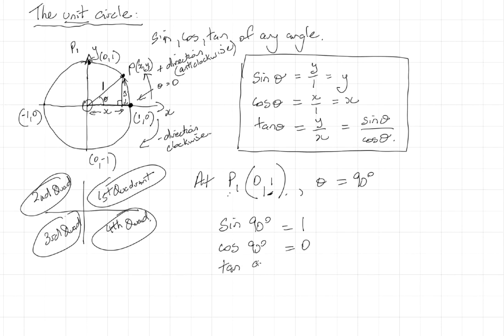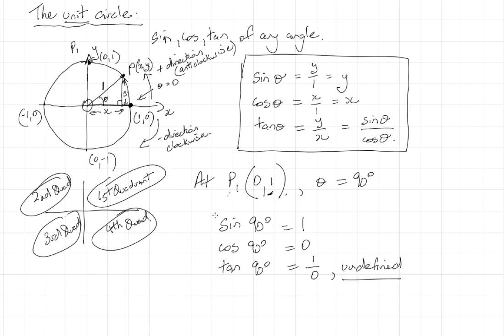The tan of 90 degrees. Tan is equal to the y coordinate over the x coordinate. The y coordinate is 1 over 0, and we say that division by 0 is undefined. Mathematicians still don't know what happens when you divide by 0, so we just say it's not defined. 1 over 0 is undefined. If it was 0 over 1, that's different, that's 0. So 1 over 0 is undefined.